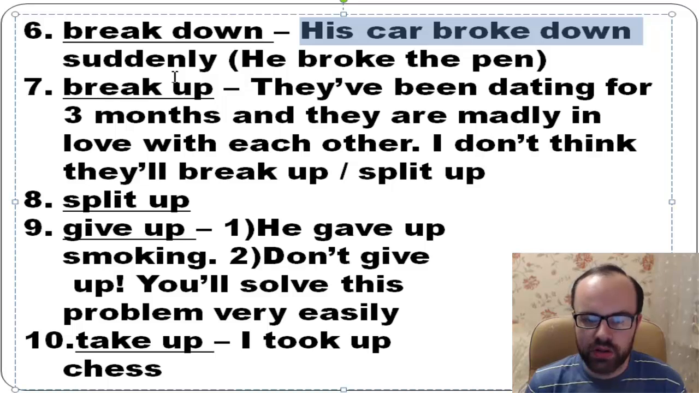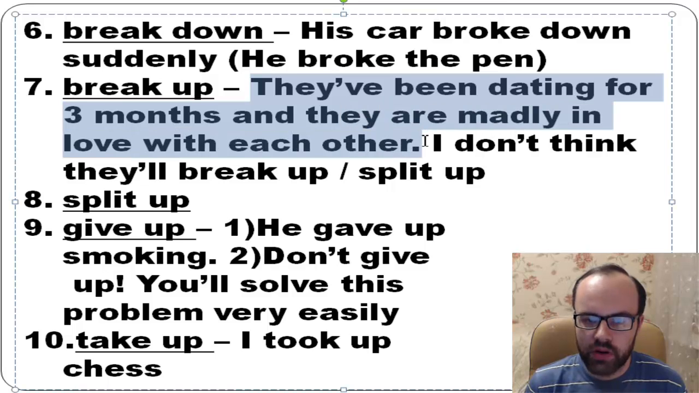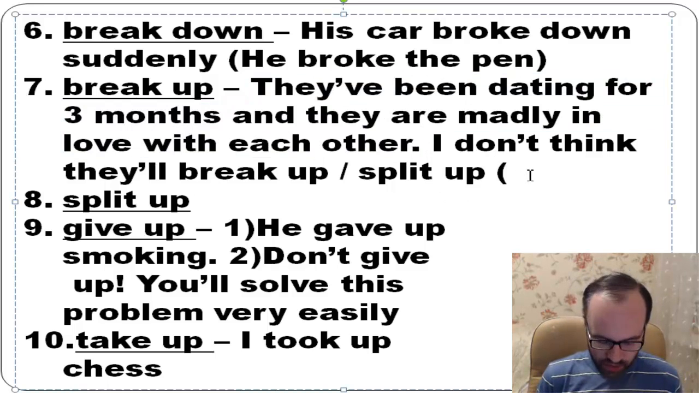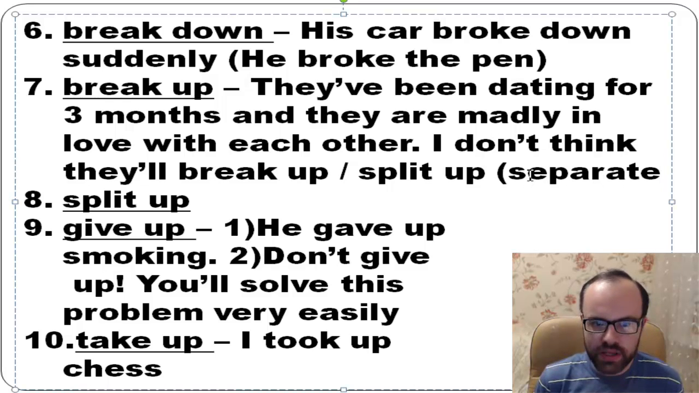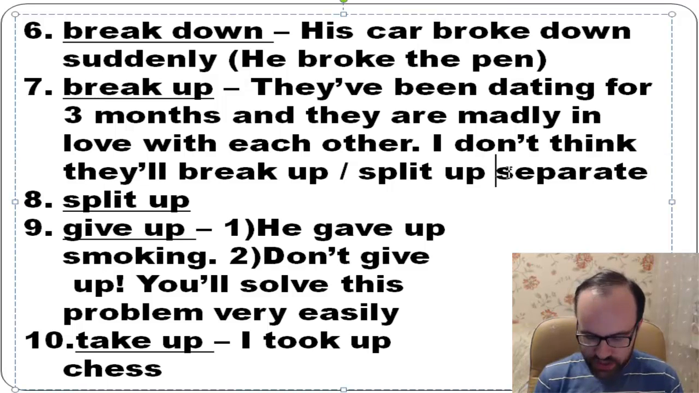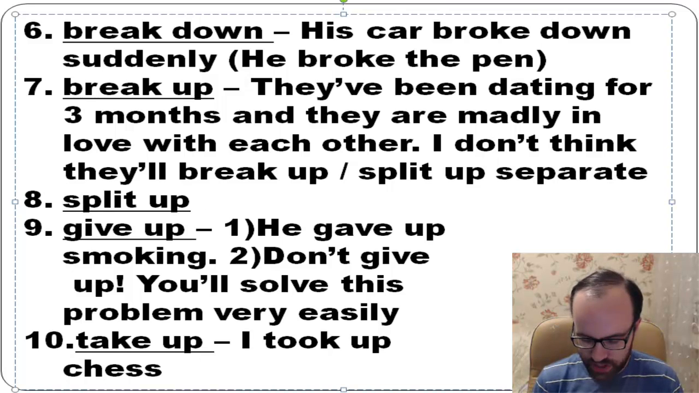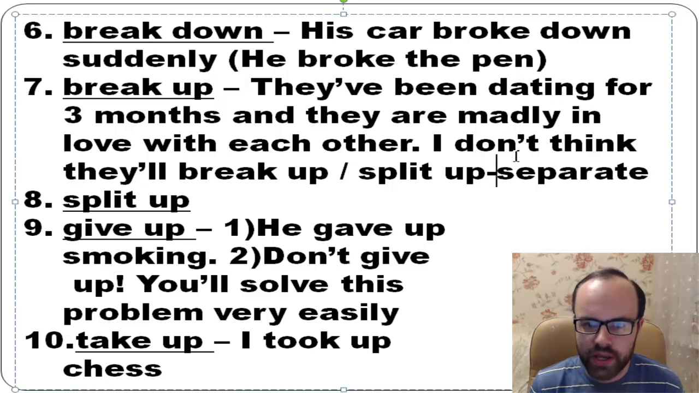Okay, break up. This phrasal verb has a negative meaning. For example, they've been dating for 3 months and they are madly in love with each other. I don't think they'll break up, or I don't think they'll split up. These phrasal verbs mean the same and they mean separate. So I don't think they'll separate. I don't think they'll get divorced, or maybe they'll get divorced. They'll separate. Okay, I think that's clear.